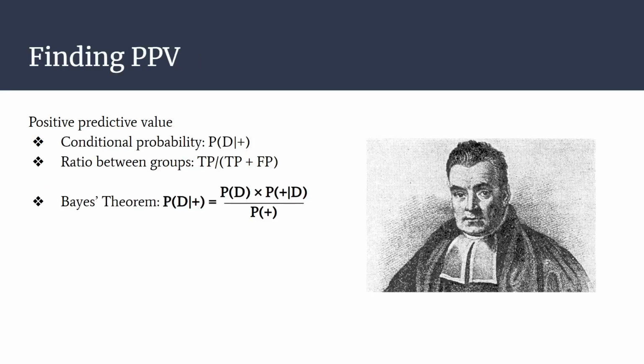So we know how to interpret tests now, right? If I take a test and it turns out positive, look at positive predictive value for answers. Well, yeah, but how does one find positive predictive value? PPV can be expressed in at least 3 different ways.